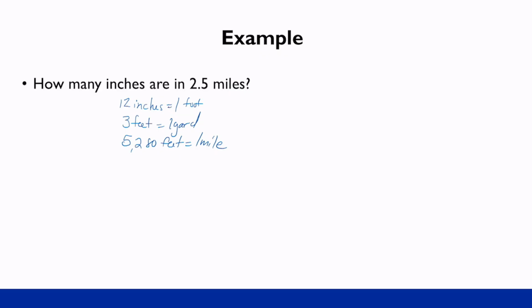So we're going to start out with looking at the number of inches in 2.5 miles. So I'm going to start with that 2.5 miles. I know that miles is going to be on the bottom in the next fraction, so it will cancel out. So the best conversion factor for that will be to have the last one we wrote down, the 5,280 feet equals 1 mile, so that the miles cancel out.